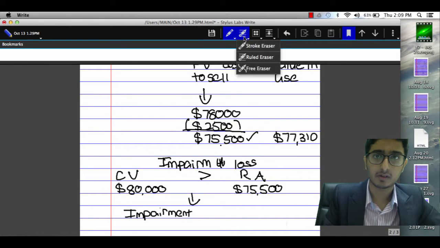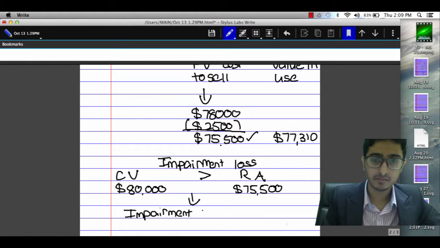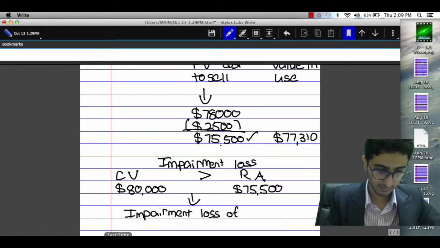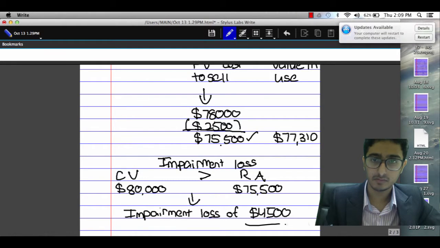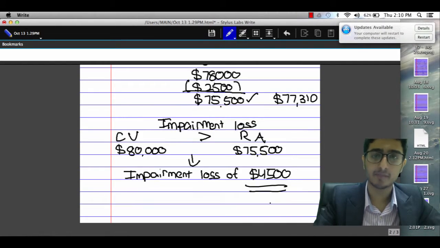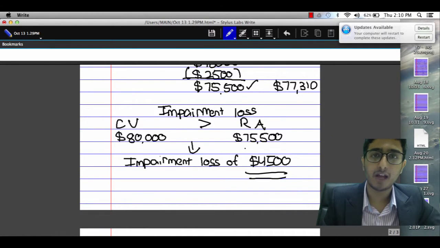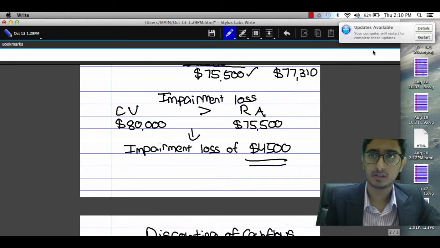impairment of $4,500. Okay, so this will be your answer. This simply means that now the value of my asset is going down by $4,500.